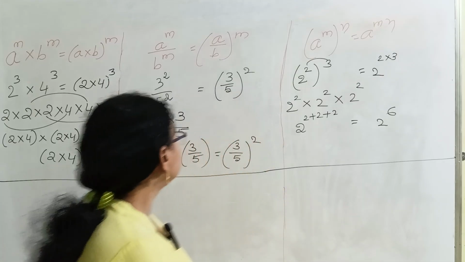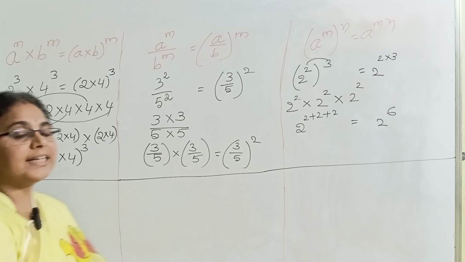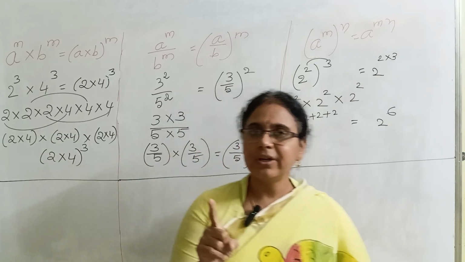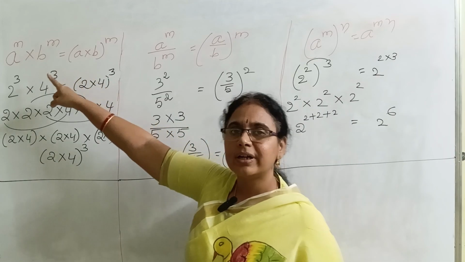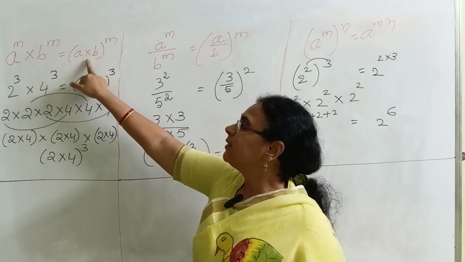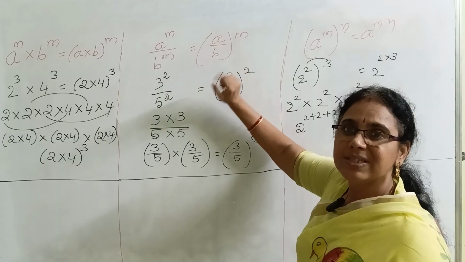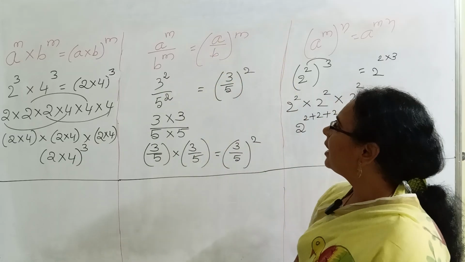See the next one: a power m by b power m is equal to a by b whole power m. Here also bases are different and the exponent is the same. If bases are different and a common exponent is there, collect the bases with the same operation. Here product is going on, so collect the bases with product. Here division is going on, so collect the bases with division. The common exponent you write outside. Check it through one example.